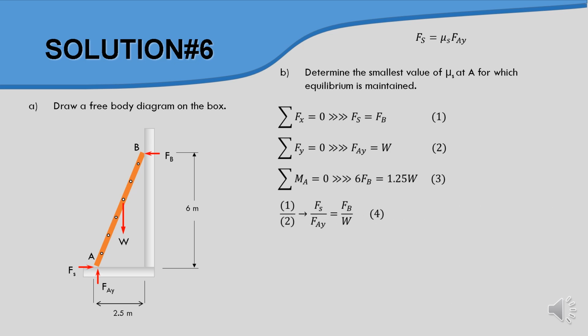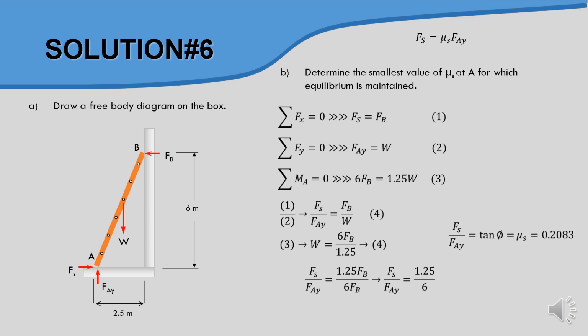We have three equations, so we can manipulate them, whether by dividing or substituting. In this case, I divide equation number 1 by equation number 2, so we have Fs divided by Fay equal to Fb divided by W, as equation number 4. Using equation number 3, we substitute the value of W into equation number 4, and Fb cancels out. Finally, we have Fs divided by Fay equal to 1.25 divided by 6.